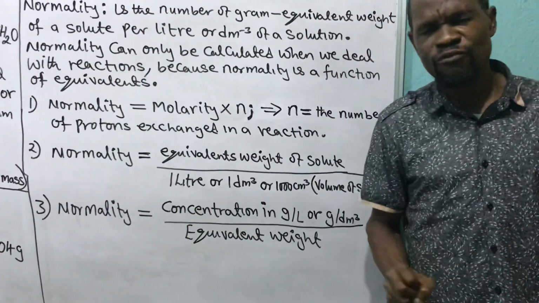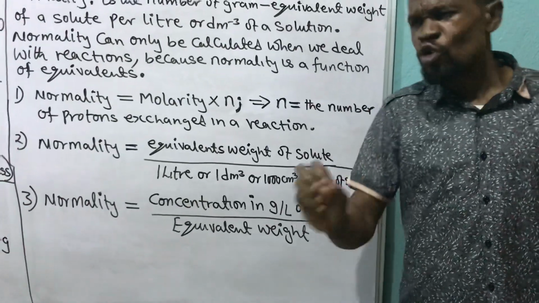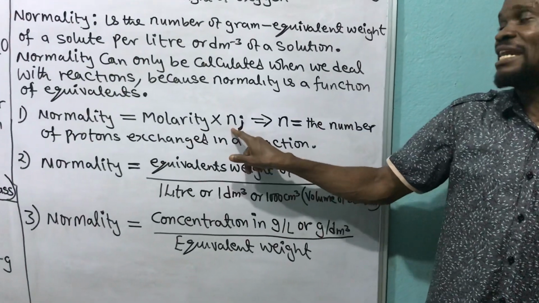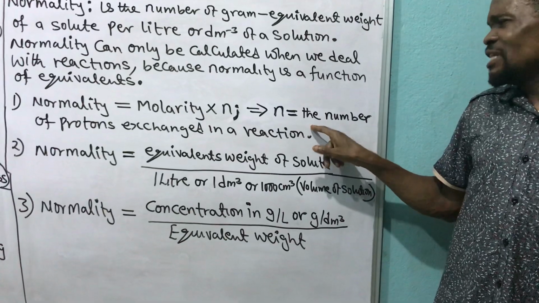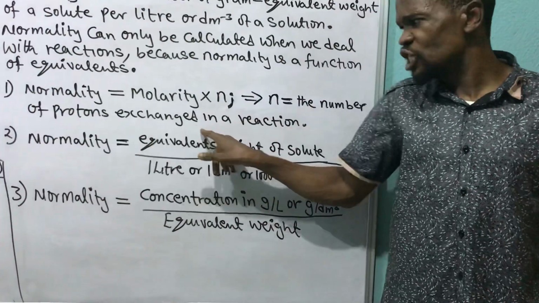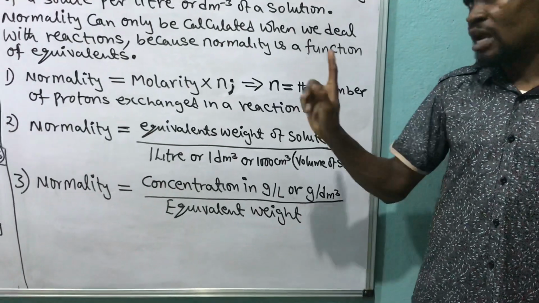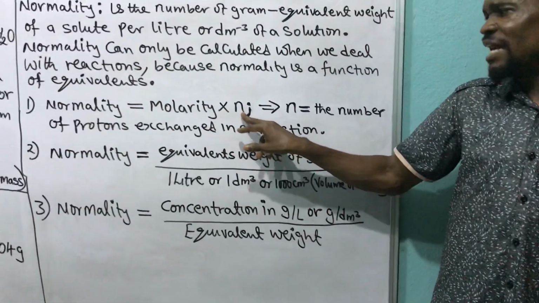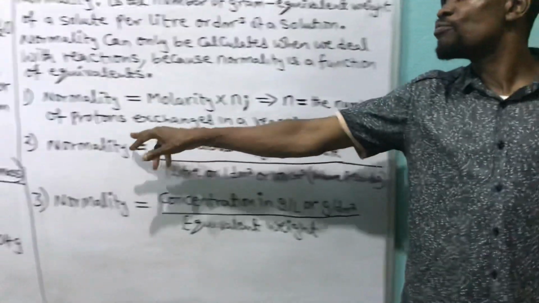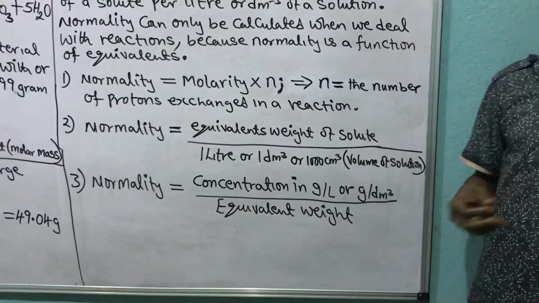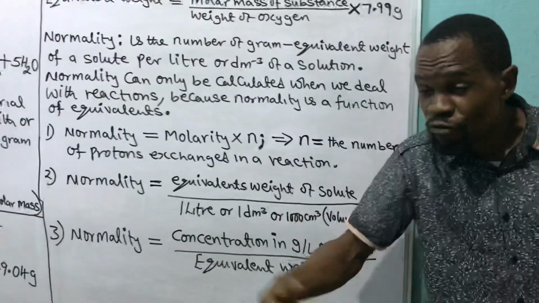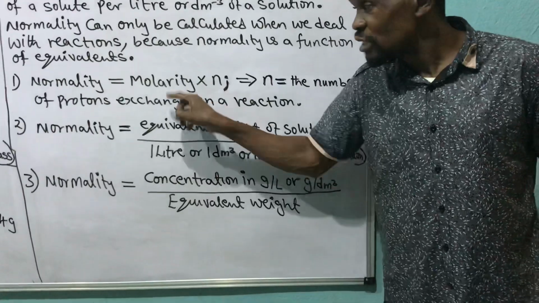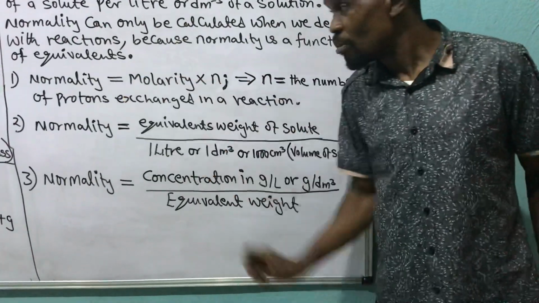Then now, let us look at the formula to use to calculate normality. We said normality is equal to molarity times N. And what is N? N is the number of protons exchanged in the reaction. I'm coming again. Normality equals molarity times N. What is a proton? Hydrogen. The number of hydrogen that the reaction will produce is N, which when you multiply it by the molarity of the solution, will give you normality.